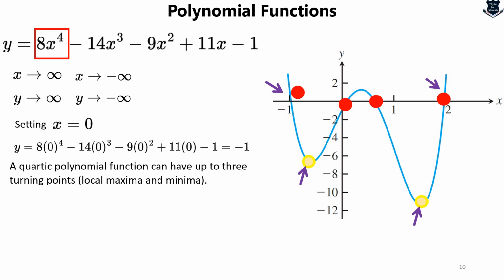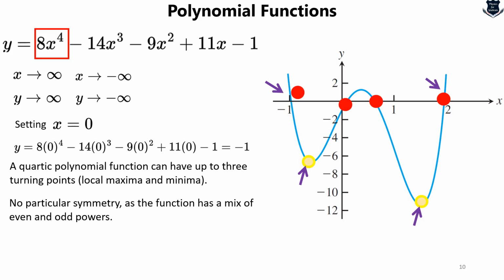As I was telling right at the beginning when we were learning the definitions, a quartic polynomial will take a shape of a W or an M. So here you can see it has taken a shape of a W. The most important thing is that there is no particular symmetry, as the function has a mix of even and odd powers. You can see the polynomial function has 8x to the power 4, then 14x to the power 3, then nx to the power 2. So 4, 3, 2, 1. So obviously there is no symmetry, and the function has a mix of even and odd powers.